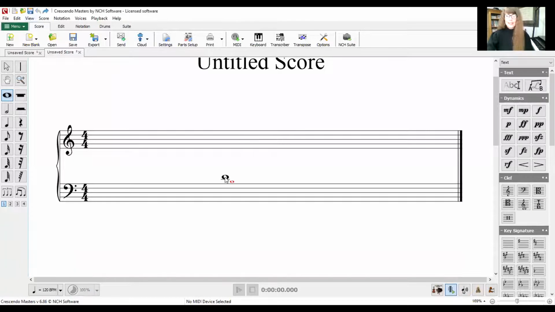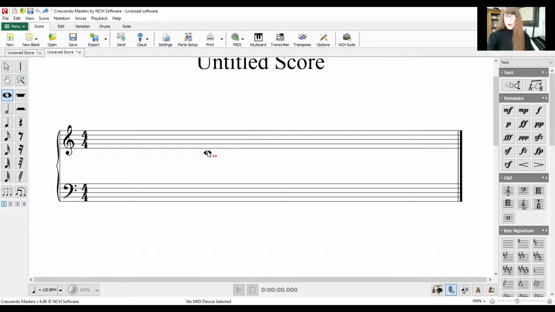Today's lesson is about accidentals. What are accidentals and how do we use them when we're writing music? So I'm just going to share my crescendo page and let's get right into it. Accidentals are when you add sharps, flats, or naturals to the notes that you're writing.